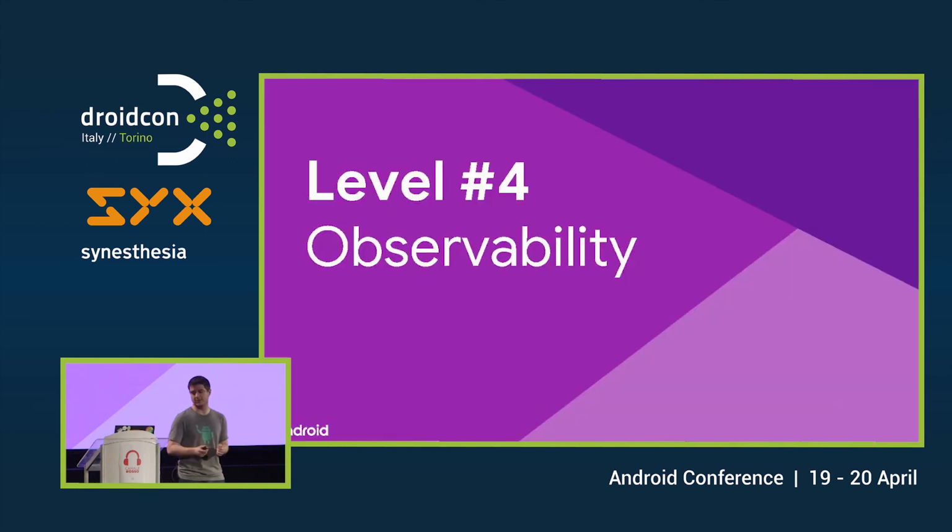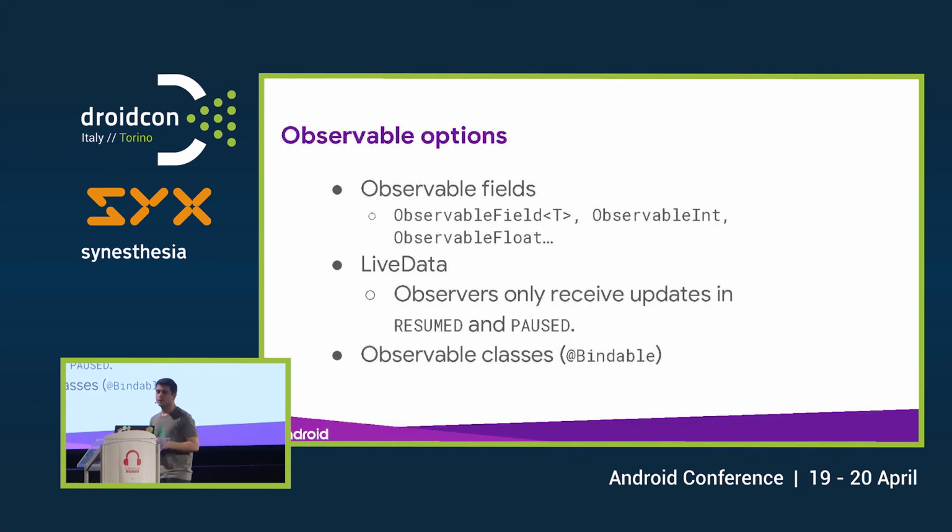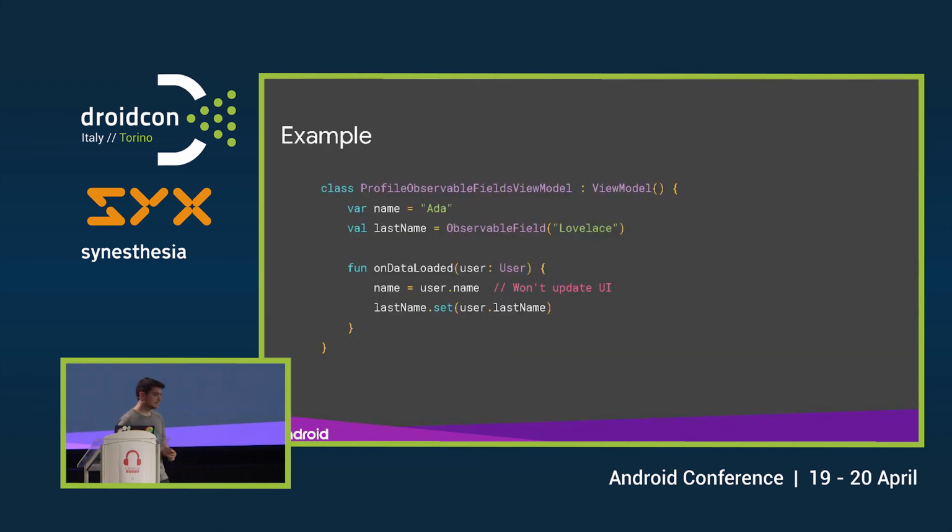So now we can talk about observability. We have 3 options for observability. Observable fields, the replacement, you could say, which is live data, which is basically an observable field, but lifecycle aware. And observable classes, which is the most advanced of them, and the one that gives you more flexibility. So let's see this with an example. Here we have a view model. It has a variable, which is a string called name, and it has an observable field called last name.